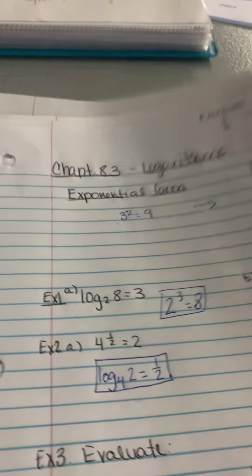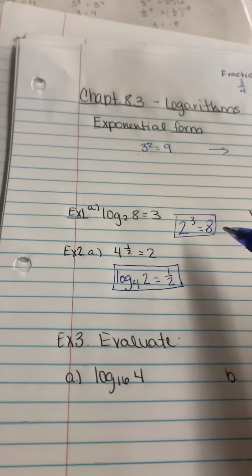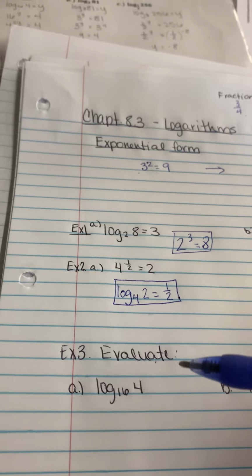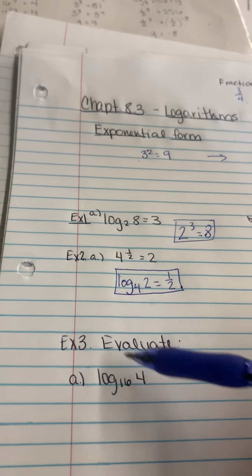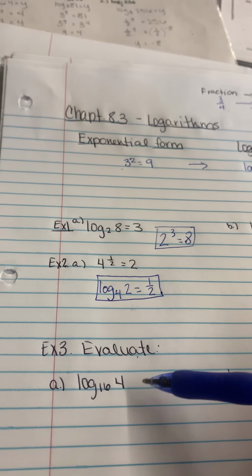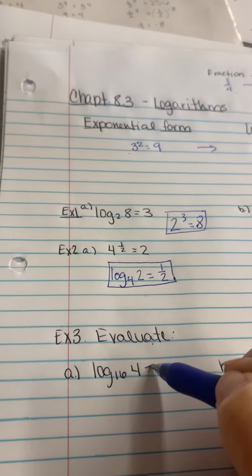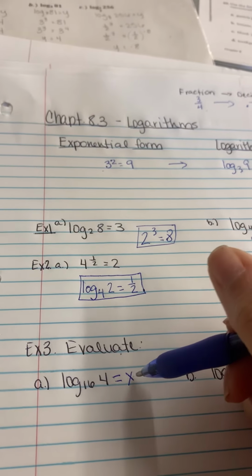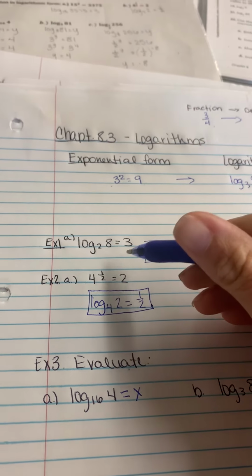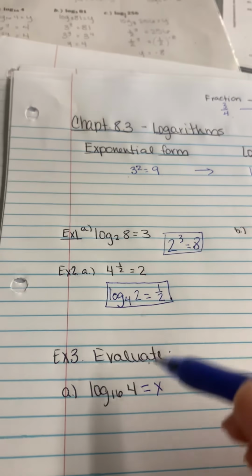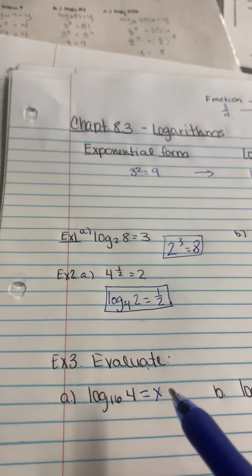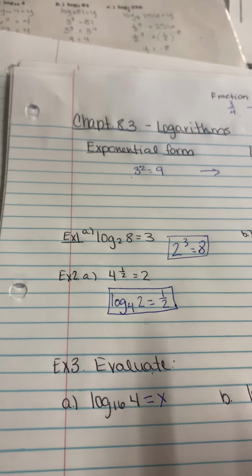With example 3, it's telling you to evaluate. That means we're going to get an actual number answer. First thing you notice is that this is almost in log form, but it's missing the equals. So we're looking for this right here, and this, we already learned, is the exponent in logarithmic form. So the only way that we know how to work these problems is to put it back in exponential form.